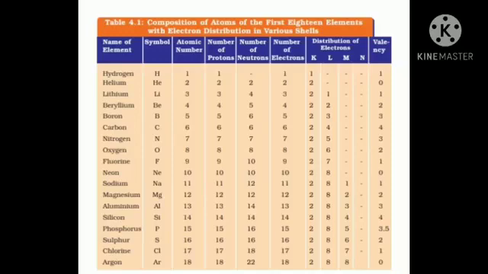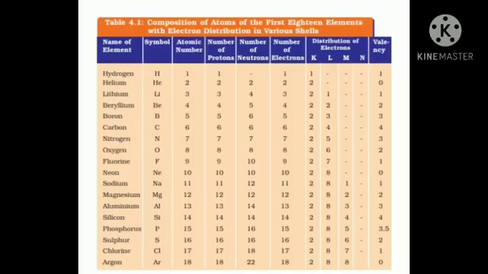Fluorine, symbol F, atomic number 9. So the number of protons and electrons is 9. Number of neutrons 10. Distribution of electrons 2, 7. So valency 8 minus 7 is equal to 1.